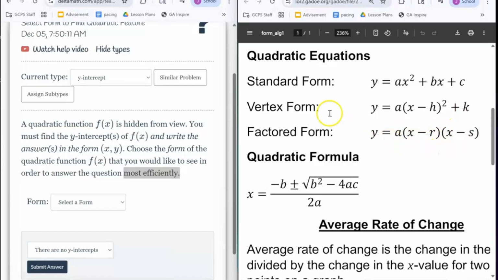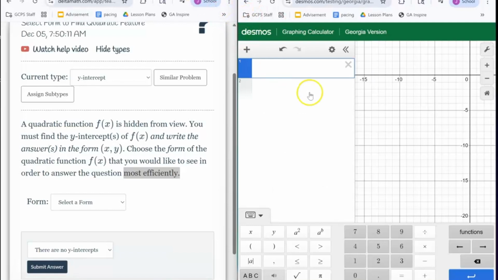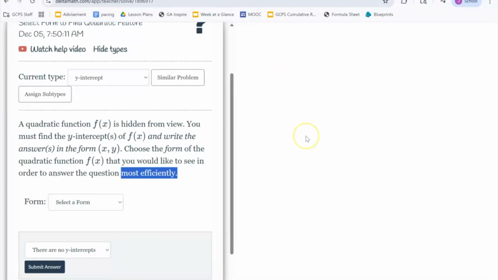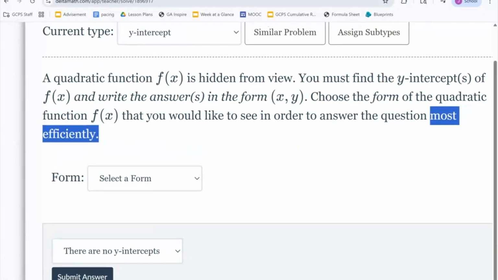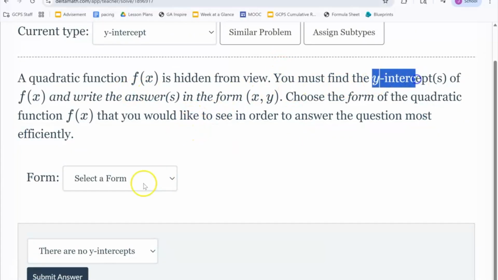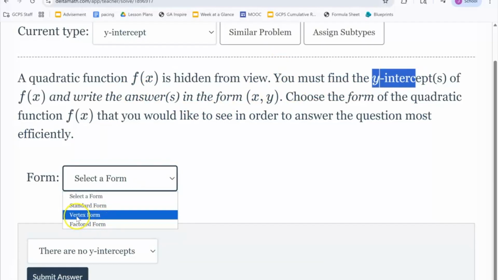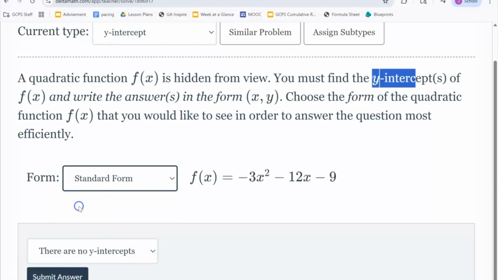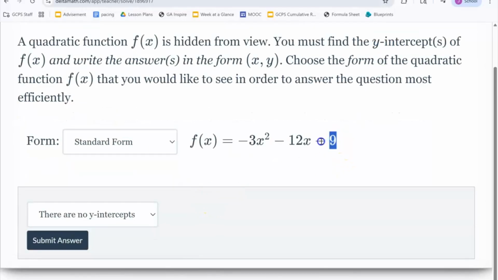All right, and finally, the last one is y-intercept. That you're going to get from standard form, and it's the number right at the end. Now that we know that, we are not going to use Desmos, because of the way they sometimes word this question. But you can check your answer with Desmos. In fact, that's exactly what I'm doing. All right, so I'm looking for y-intercept. What form would I want to see? Well, vertex is going to give me the vertex. Factored is going to give me my solutions, which is my x-intercept, so it must be standard form. And what is it? It's -9. It's the number right at the end.